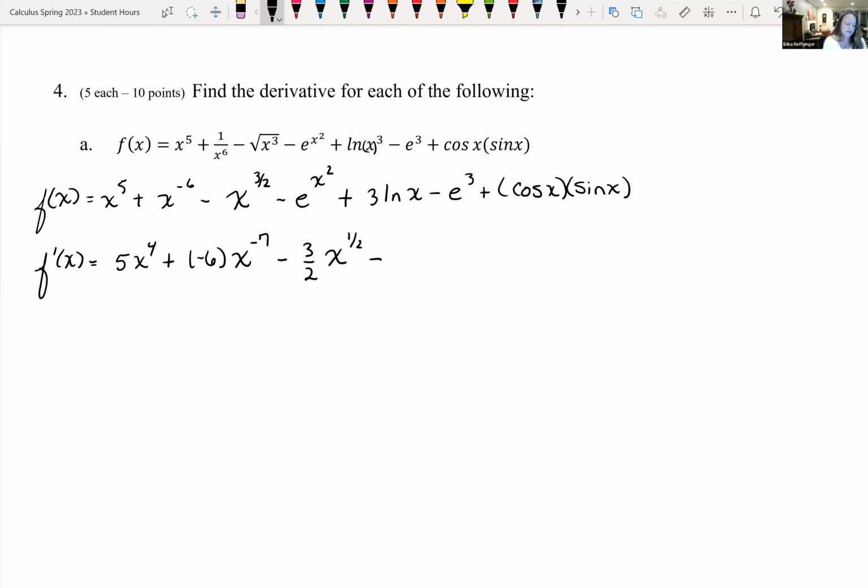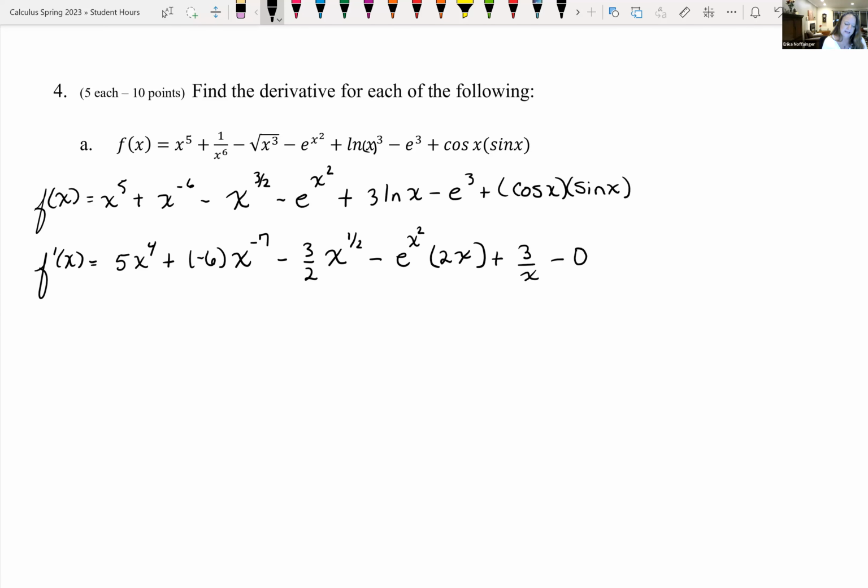Minus the derivative of e to the x squared. I need to use the chain rule there. The derivative of the outer is itself, e to the x squared power, times the derivative of the exponent, which is 2x, plus the derivative of 3 natural log of x, which is 3 over x, minus the derivative of e cubed, which is 0.